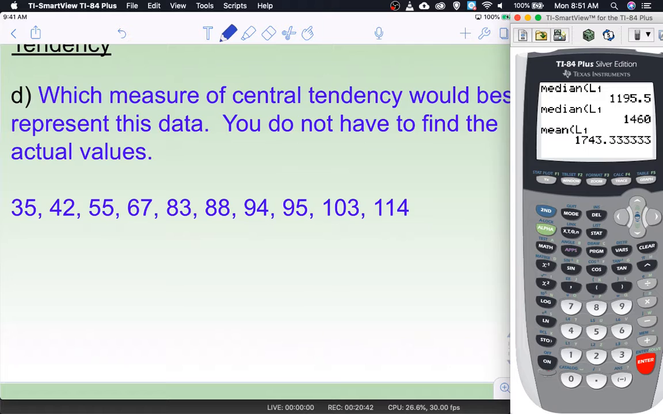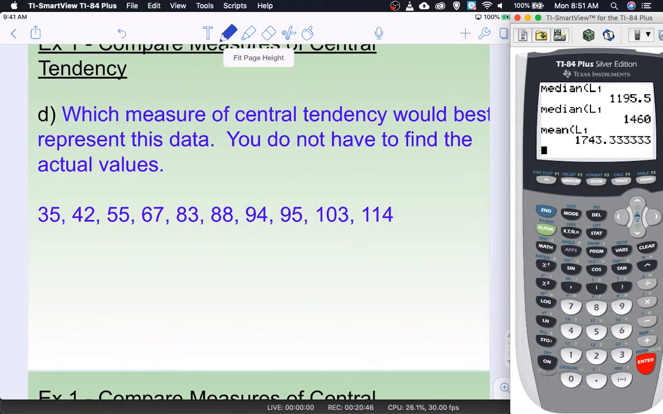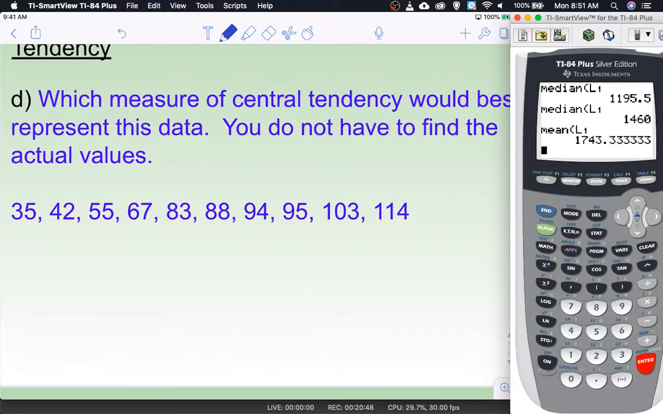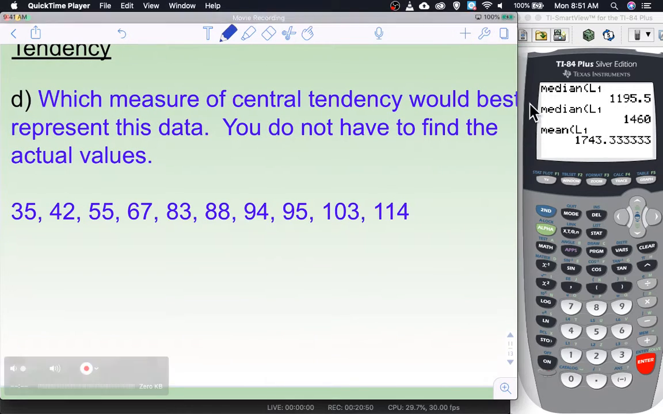Same thing, I think there's actually one more after this. Which measure of central tendency would best represent this data? You do not have to find the actual values. So you don't actually have to find the values, just which measure of central tendency would best represent this data. Go ahead and pause the video and try it right now.